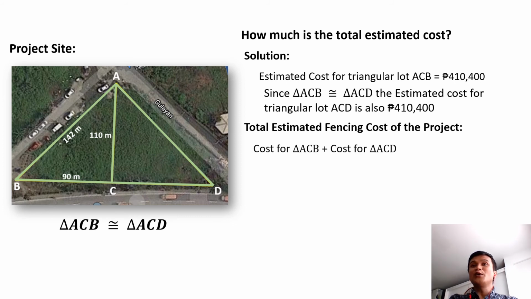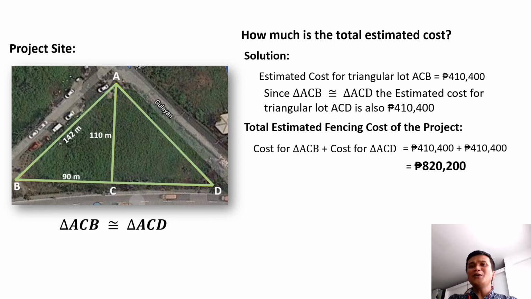Very good. We add the cost for triangular lot ACB plus the cost for triangular lot ACD, and that gives us 410,400 pesos plus 410,400 pesos. So our estimated cost for this fencing project is 820,800 pesos. So very good.